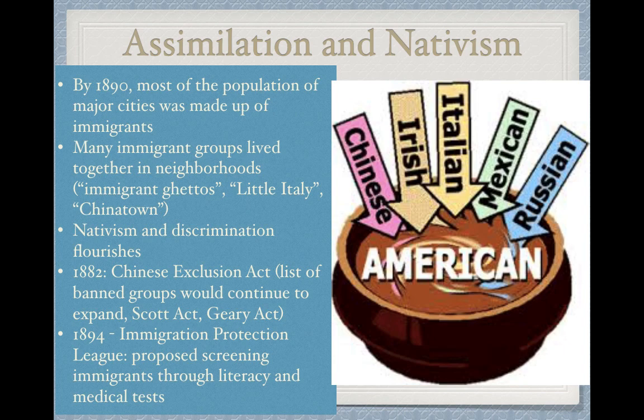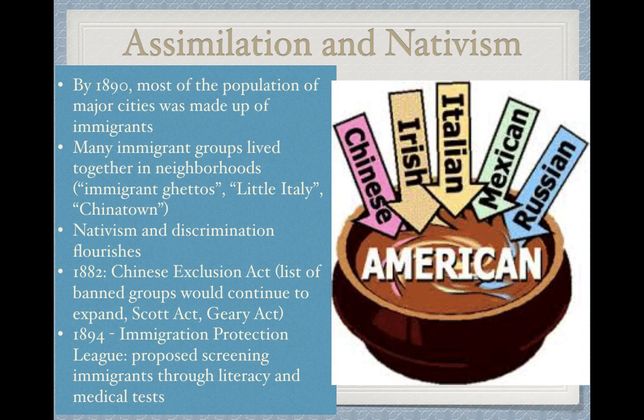Because of the increase in immigration, we also see an increase in nativism. Nativists believe that only Native Americans should have access to jobs, citizenship, etc. And no, I don't mean Native American Indians. I mean people born in the United States called themselves natives, nativists.